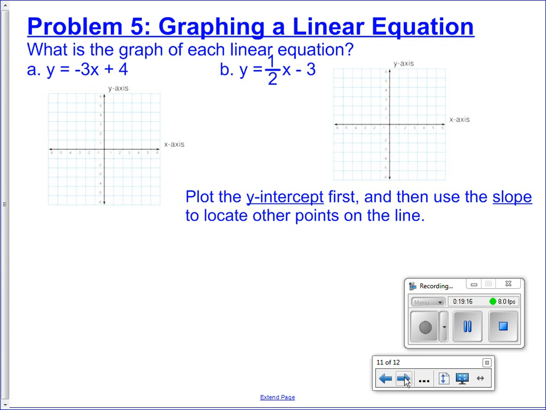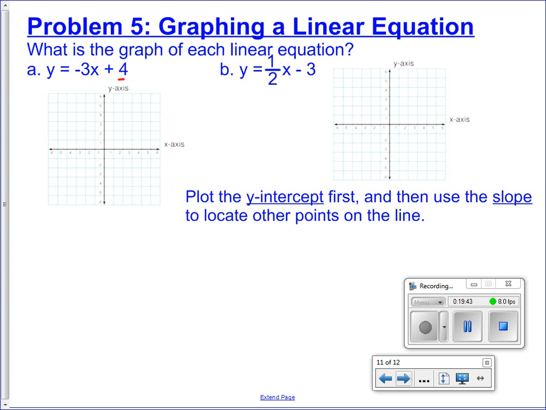All right, problem 5, graphing a linear equation. What is the graph of each linear equation? All right, and down below you see the instructions. Plot the y-intercept first, and then use slope to locate other points on the line. We've already done this in the lesson, but it's a great idea to do it just a couple more times so that you feel comfortable with it.